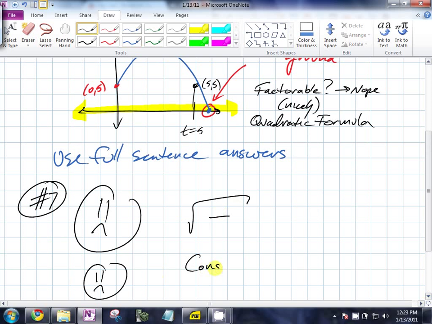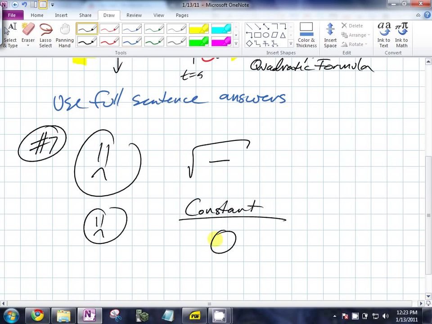Over 0. It doesn't have to be a constant, does it? It could be anything, right? Something not equal to 0 down here. You don't like it when it's 0. You hate dividing by 0. The calculator freaks out. Those are the two things you need to watch out for.